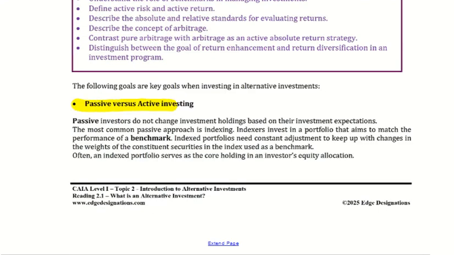We talk about passive versus active investing. Passive investors, generally we know about passive investing, don't change their investment holdings as a result of new investment expectations. They're passive. They hold that investment across the period. That's often referred to as indexing. They match a benchmark and they keep to that investment over the period of time.